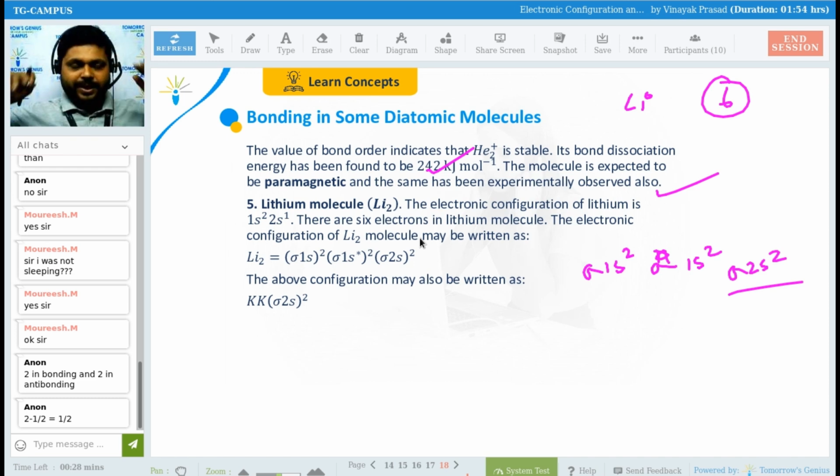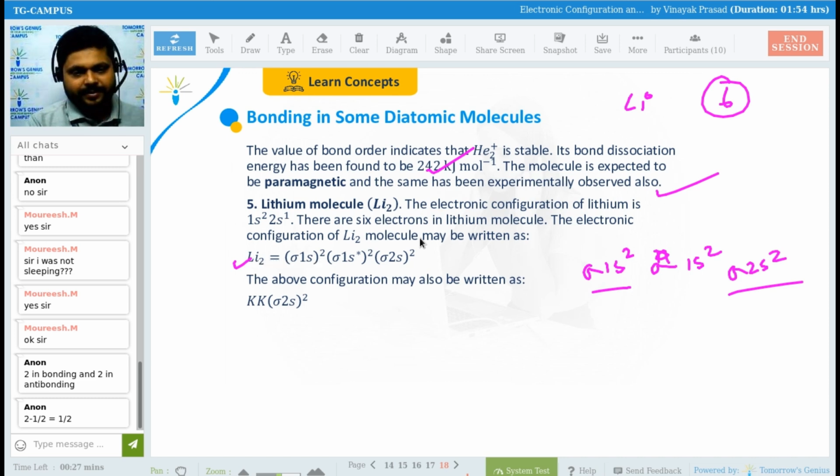But in the molecular orbital configuration, what will we write? The only word that has been introduced is sigma. Sigma 1s2, then sigma star 1s2, then sigma 2s2, then sigma star 2s2. But here there are only 6 electrons, so there is no need for sigma star 2s2. Getting my point? So the configuration will be sigma 1s2, sigma star 1s2, sigma 2s2. This is the electronic configuration for the lithium molecule, right?